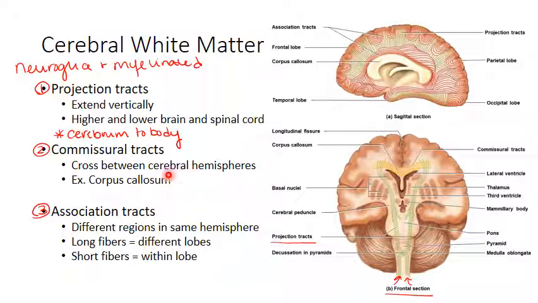There are other commissural tracts, and they are, for example, the posterior commissure or the anterior commissure. Those are both commissural tracts.